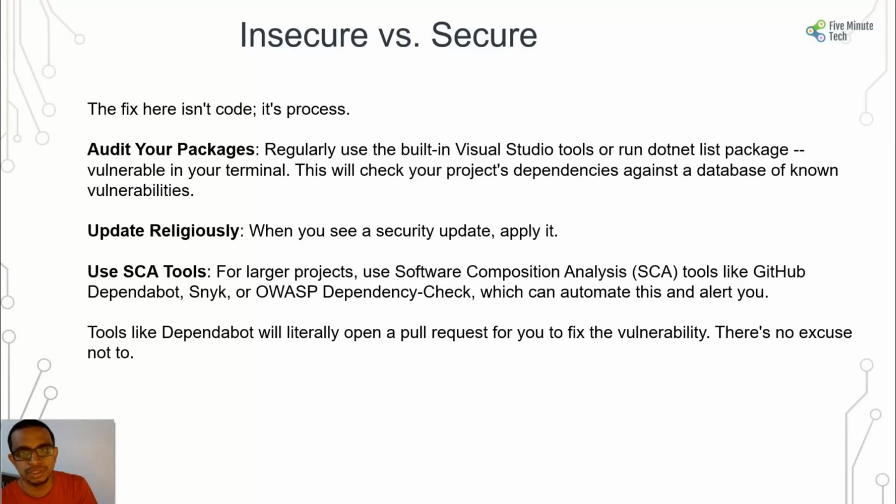Use software composition analysis tools like GitHub Dependabot, Snyk, or OWASP Dependency-Check, which can automate this and alert you. Tools like Dependabot will literally open a pull request for you to fix the vulnerability, and definitely there is no excuse in this area.